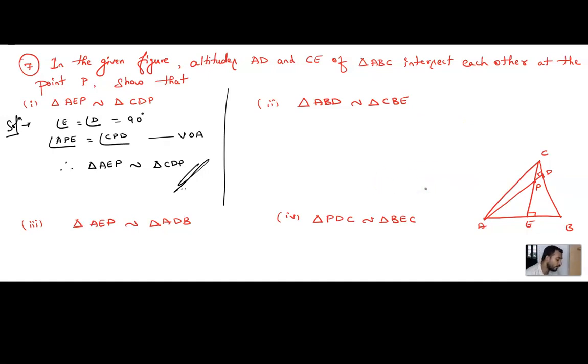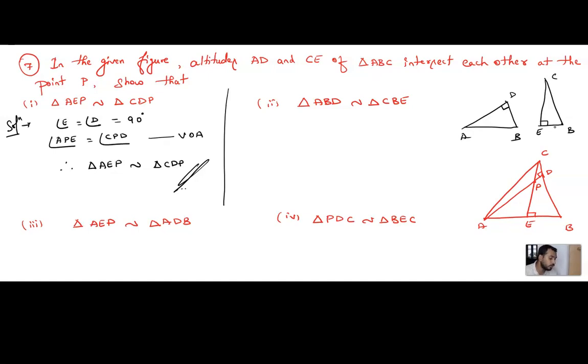What is case 2? We have to prove triangle ABD is similar to triangle CBE, in which angle D is 90 degrees and angle E is 90 degrees. This is our triangle A, B, and D. Again, shall we apply the same format?